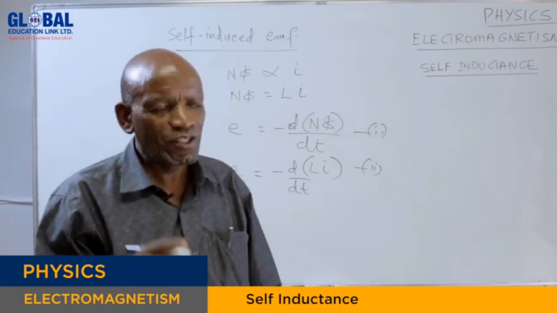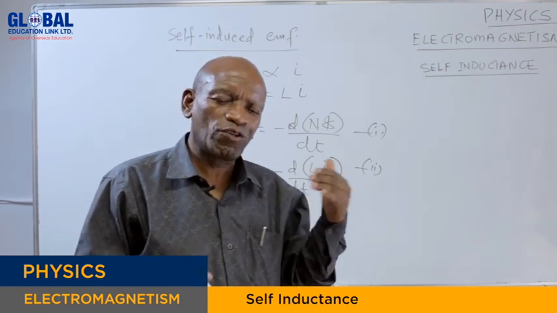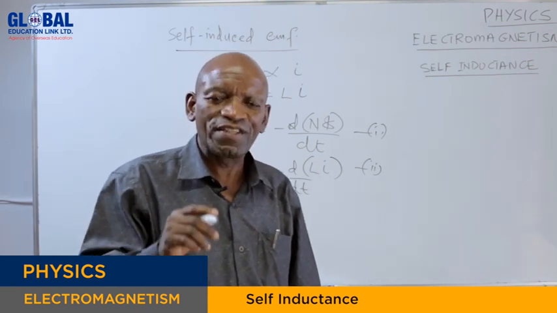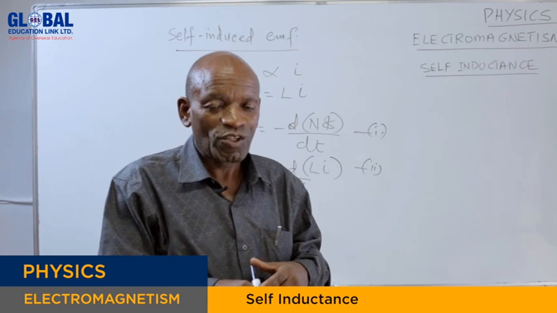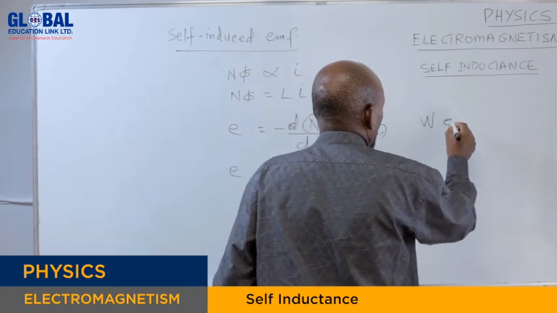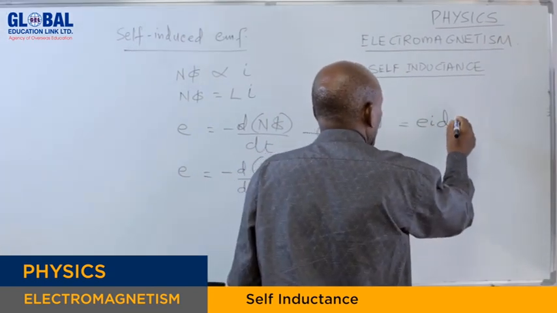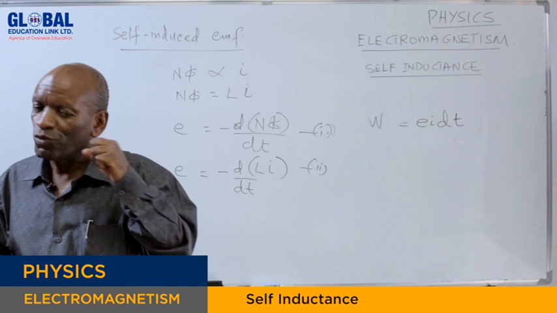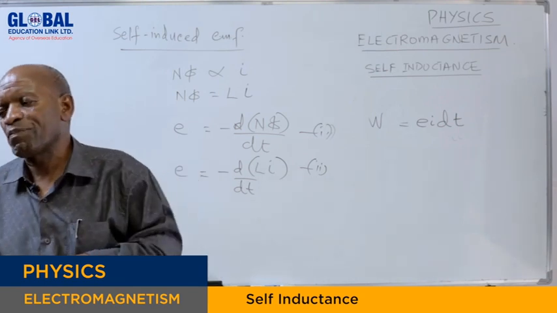The EMF which is induced in that inductor, as we have already said previously, opposes the growth of the current in a circuit. So it means that there must be work done against the opposition of the self-induced EMF within a circuit. That particular work done, due to the self-induced EMF in that circuit, which will be opposing the growth of the current, will be given by that particular expression.